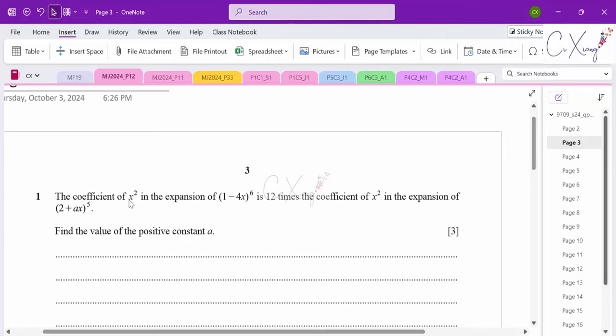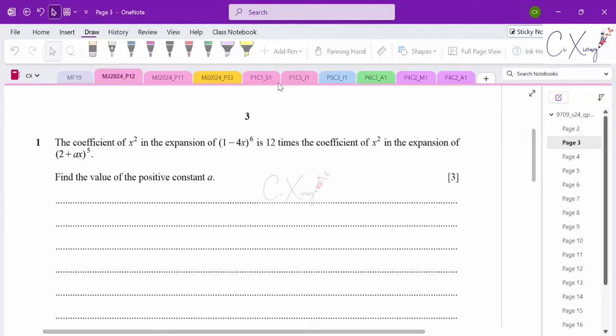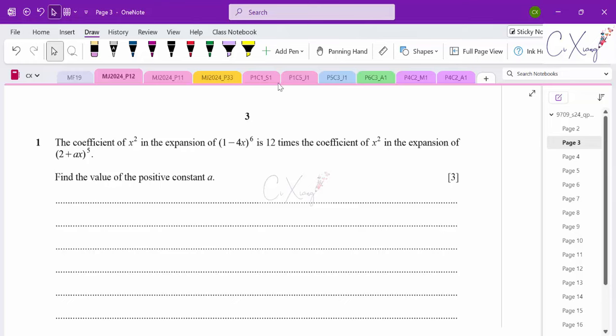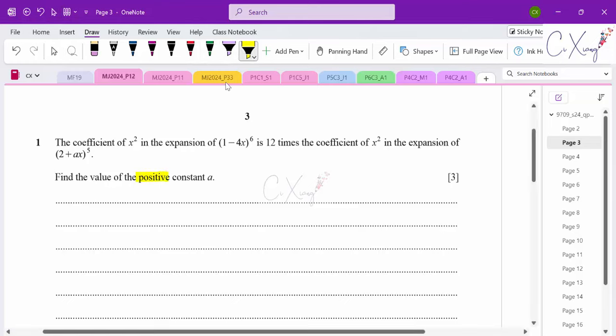They are talking about the coefficient of x squared in the expansion of this, and also it's 12 times the coefficient of x squared in the expansion of (2 + ax)^5. Okay, so find the positive constant a. Highlight the keyword positive.